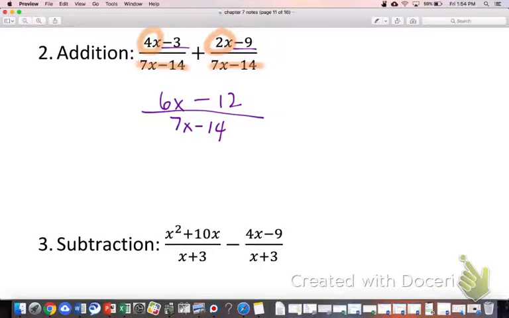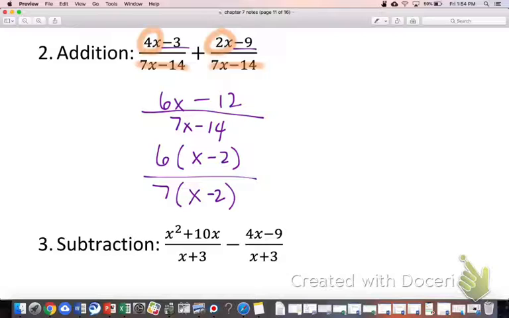What's the common factor in the top? 6. 6 times x minus 2 is the leftover. And 7 in the bottom, 7 times x minus 2. So now, do you see the cancellation? Now that you've factored, you can see your cancellations clearly, right? You can cancel this whole factor.